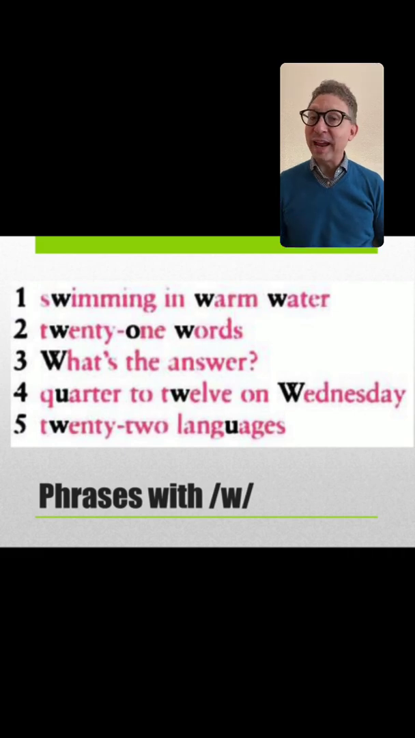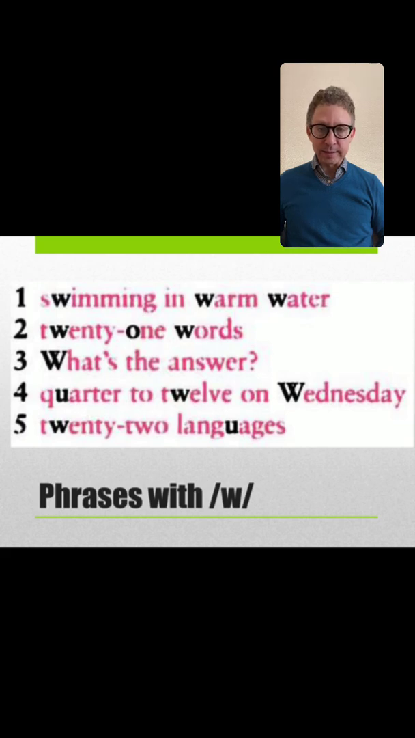Notice the W in answer is not the W we're practicing. Answer. It's not "answer" with a W sound. Answer. Answer me. Answer. So that can be tricky.